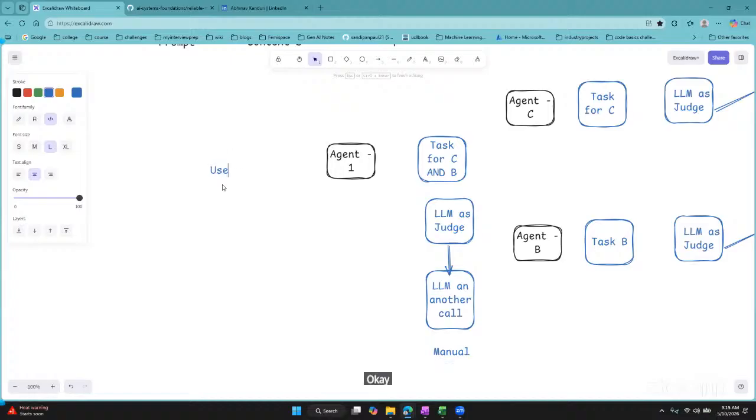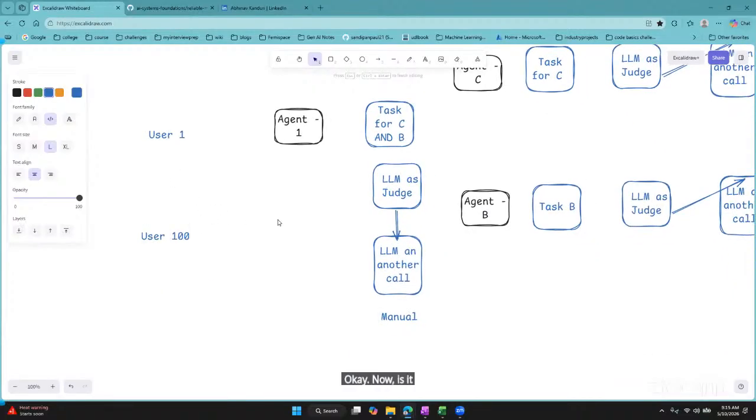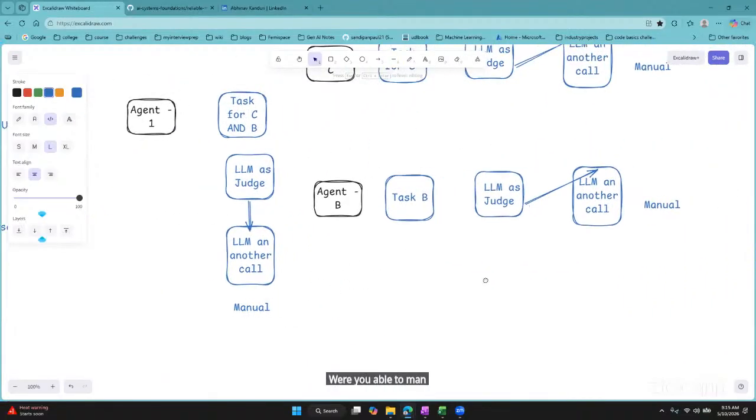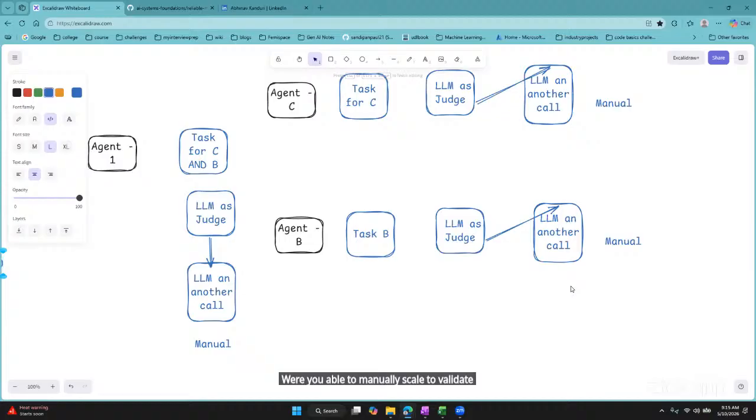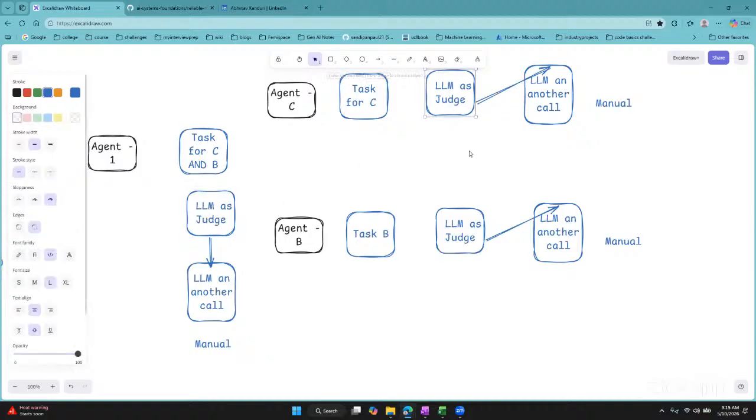Okay, your request is coming from user one. Now you have 100 users. Now, were you able to manually scale to validate at each point? Not possible. You should rely on LLM as a judge only.